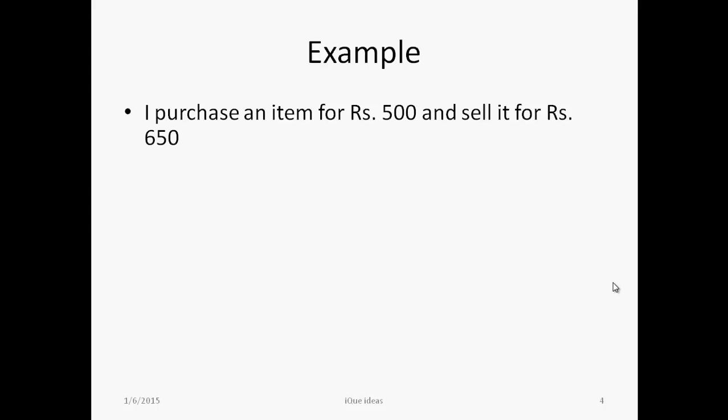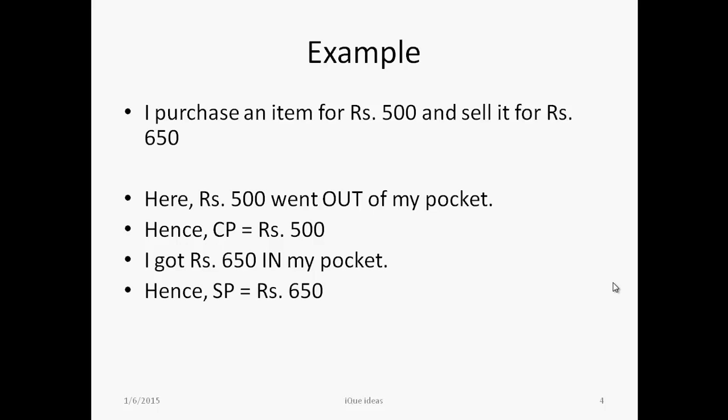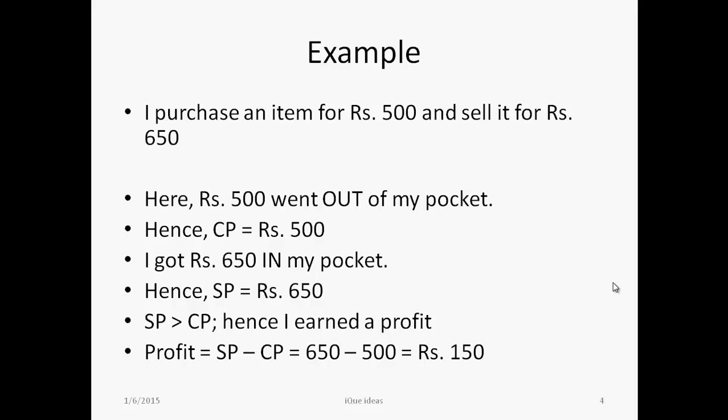So to just strengthen this concept, let's take a couple of examples. If you purchase an item for rupees 500 and sell it for rupees 650, then rupees 500 went out of my pocket, so my cost price is 500. Rupees 650 is what came in my pocket, so my selling price is rupees 650. As my selling price is greater than my cost price, I earned a profit, and this profit is the difference between my sale price and my cost price, which is rupees 150.